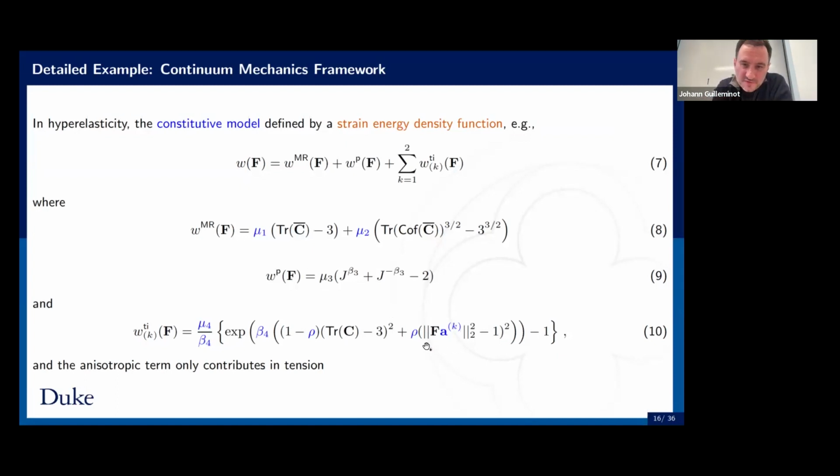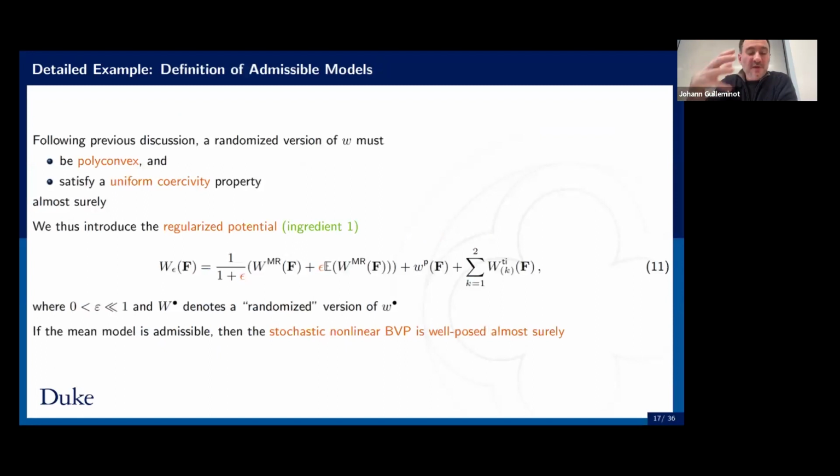And this contribution is going to kick in only when you are stressing in tension. So I'm going to assume that this is a model that works, and I'm going to build a stochastic counterpart of this. Now, if you remember the ingredients, the first step is to make sure that it's going to work. So I'm going to make sure that this is a polyconvex function, and that it satisfies a uniform coercivity property almost surely.